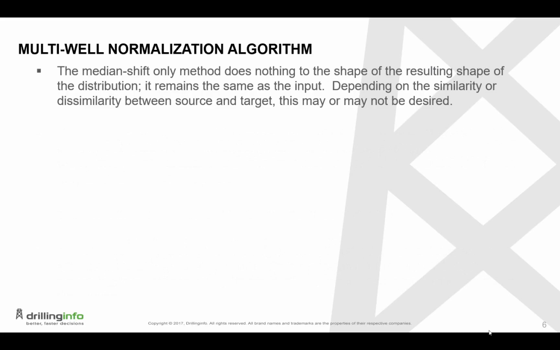Depending on the similarity or dissimilarity between source and target distributions, this may or may not be desired. In order to address differences in the shape of the source distribution to that of the target distribution, it is necessary to compute a stretching or squeezing scalar, or scalars depending on the option selected.